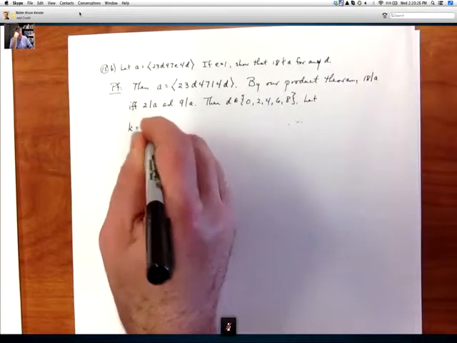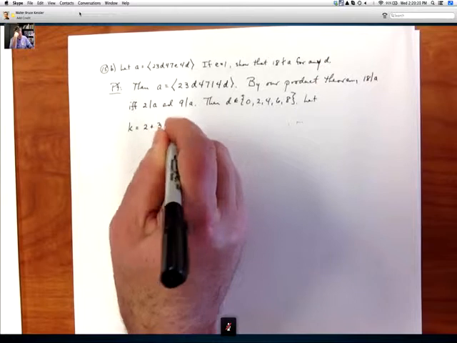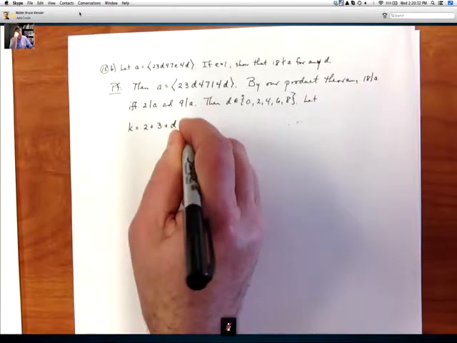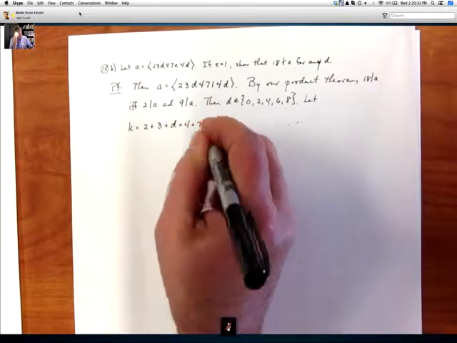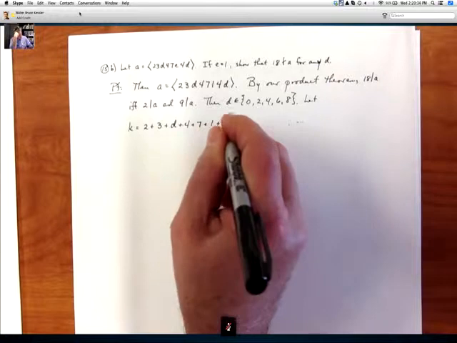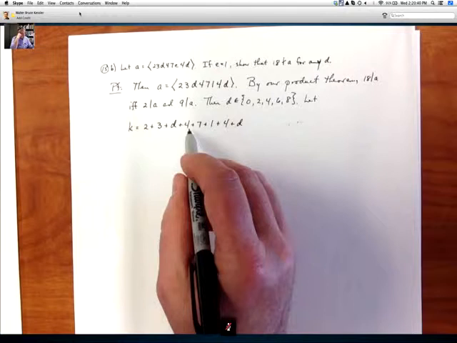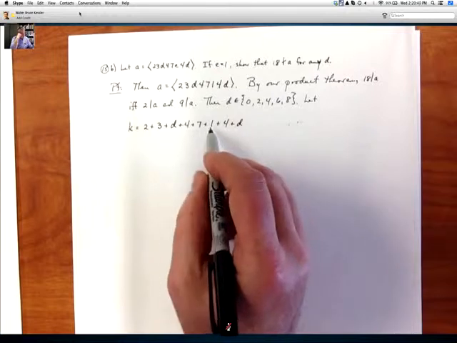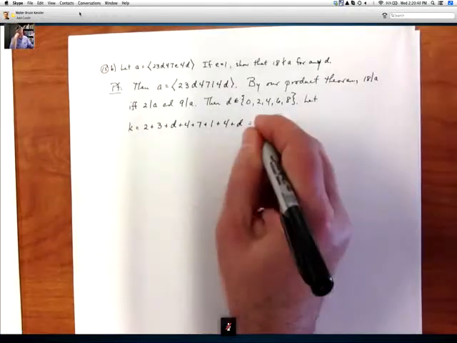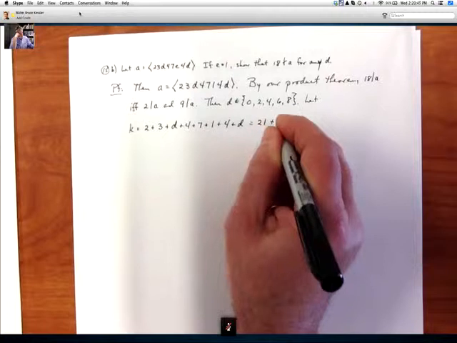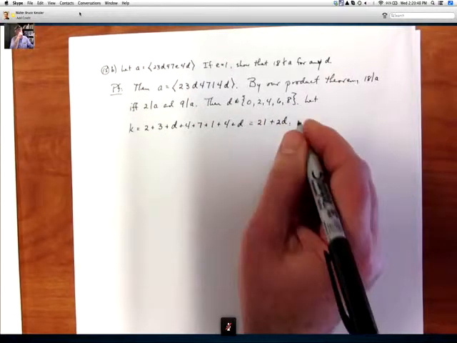Let's let K be the sum of these things. So 2 plus 3 plus D plus 4 plus 7 plus 1 plus 4 plus D. This better be 21. 5, 9, 16, 17, 21, right? 21 plus 2D.